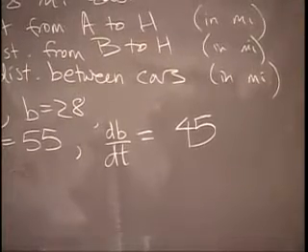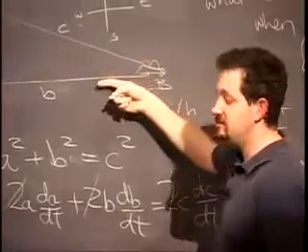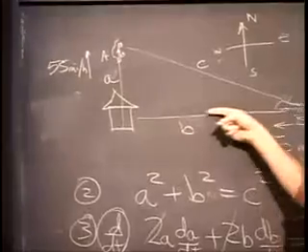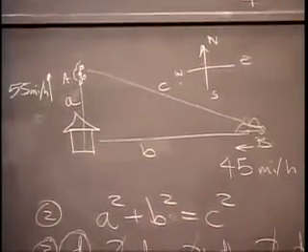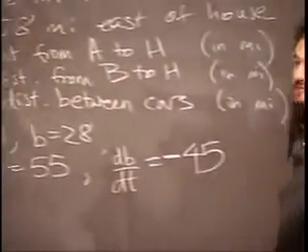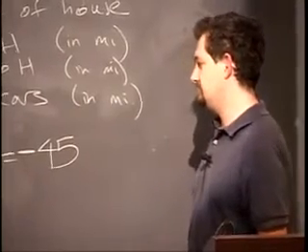But this is wrong. B is actually decreasing, because this car is going towards the house. So this distance is getting shorter. So this means that actually you need to put a minus. dB/dt is minus, or negative, 45.